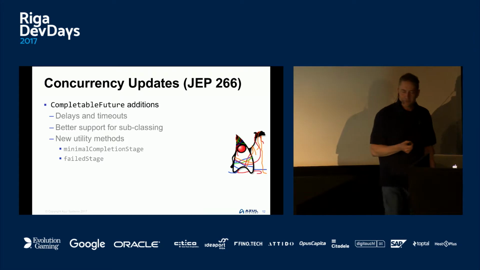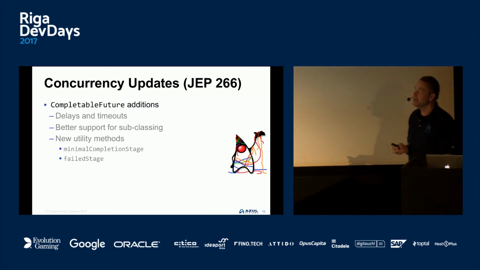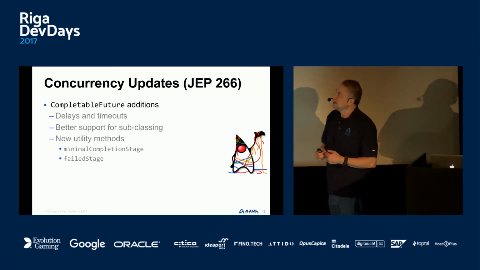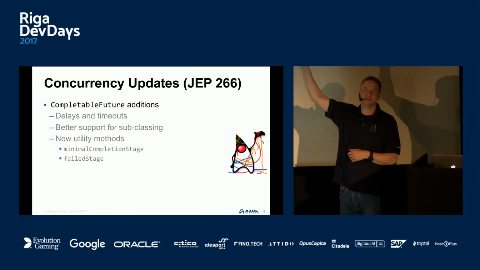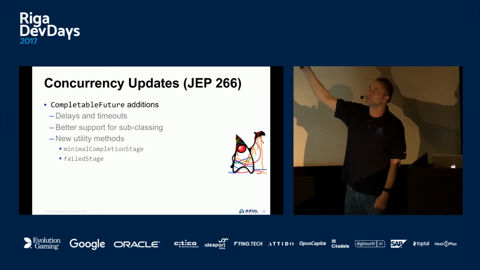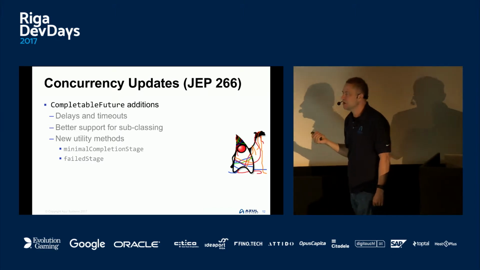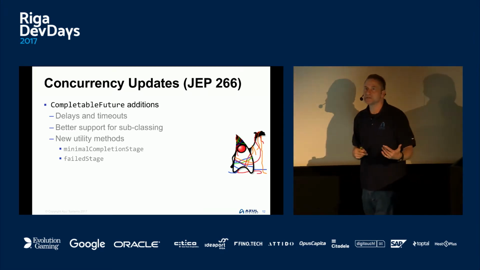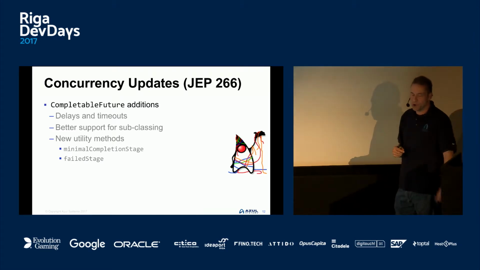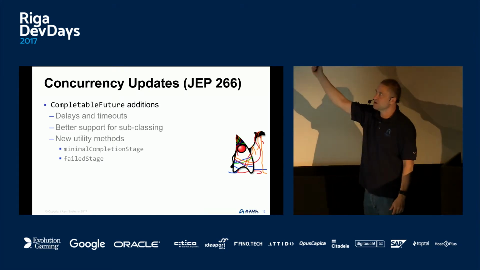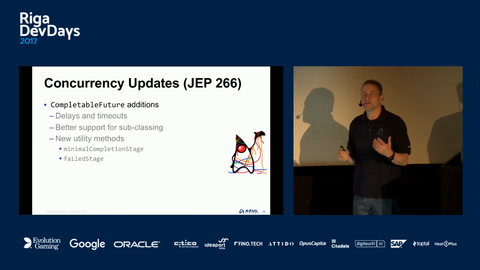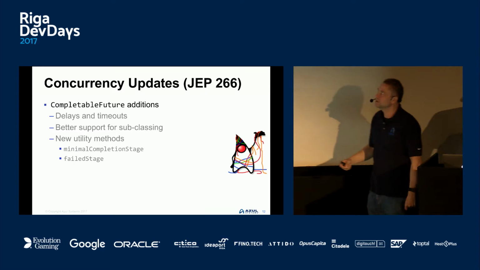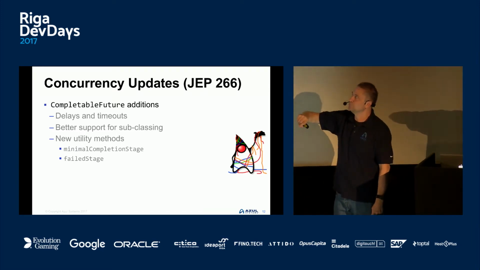The other thing that's been modified in terms of JDK 9 is the CompletableFuture class. This was introduced in JDK 8. Changes here are not so terribly major. Essentially what the changes are around is dealing with timeouts and delays for how that CompletableFuture actually works. So there are additions of delays and timeouts. There's also better support, because a lot of people tend to subclass the CompletableFuture, so that's also been improved.